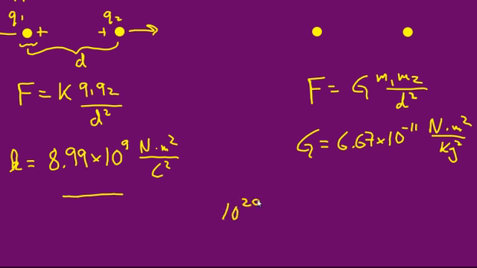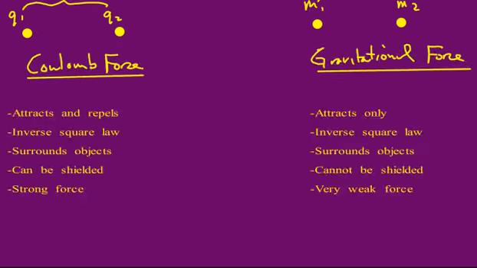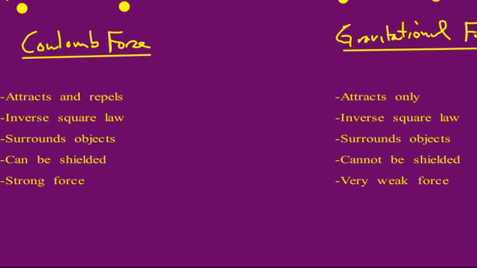So last thing I want to do here is just a quick comparison between the two forces. I'm going to show you on the next screen some of the ways that we can compare the two. On the next page here, you see a comparison between the two forces. The Coulomb force, because we deal with positive and negative charges, likes repel, opposites attract. The Coulomb force can be both attractive and repulsive, whereas the gravitational force can only be attractive. Masses always attract one another.